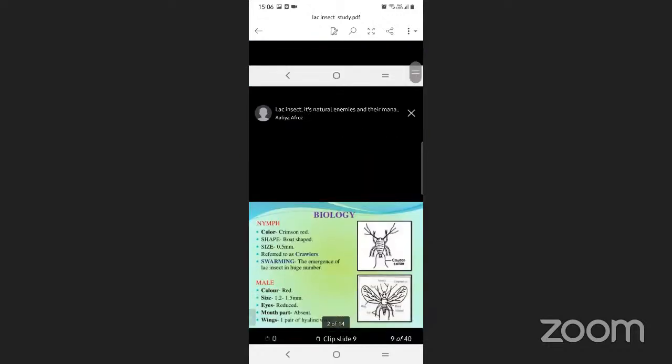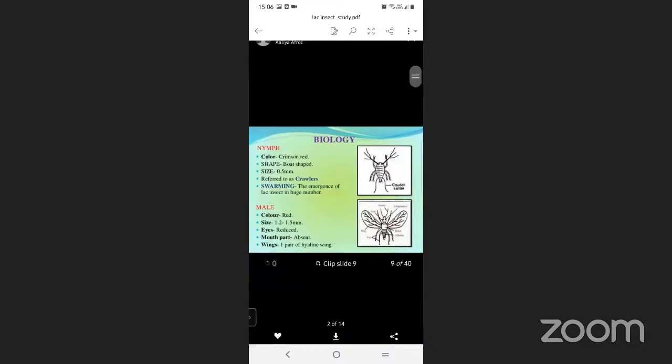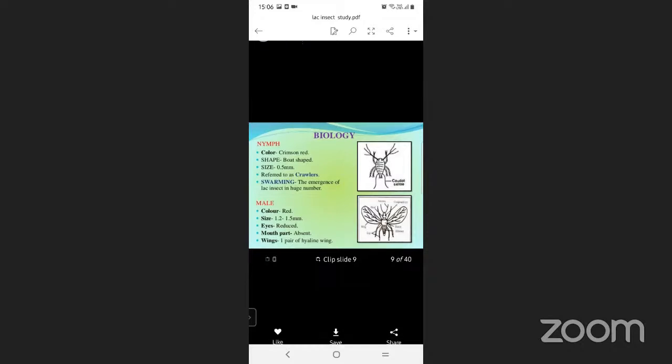So we see in the life cycle of the lac insect, the nymph will be of crimson red color, boat-shaped body, size of 0.5 mm, and they are crawling on the tree trunks, and they will be flying a little bit, swarming like groups. We will see the emergence of lac insect in huge numbers on the tree trunks.